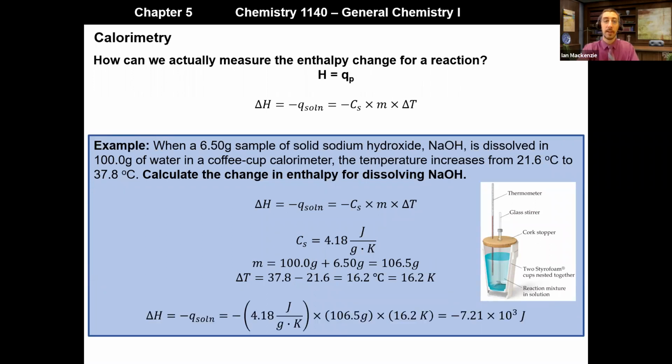All right, we have those three values. We can simply plug them into our equation, and we come out with now a final value of negative 7.21 times 10 to the third joules for our change in enthalpy for this reaction.